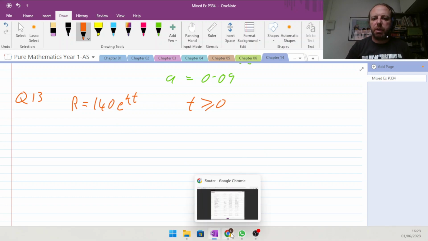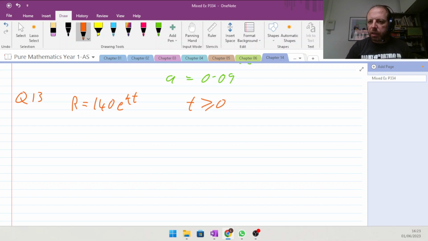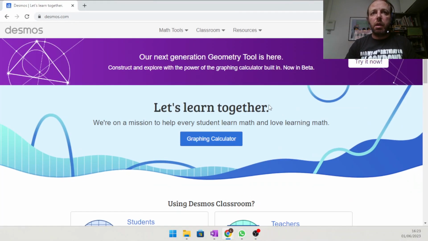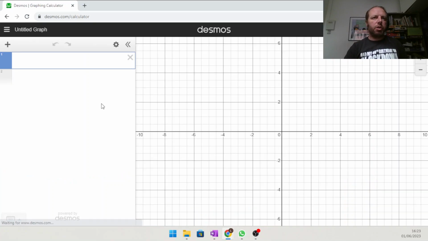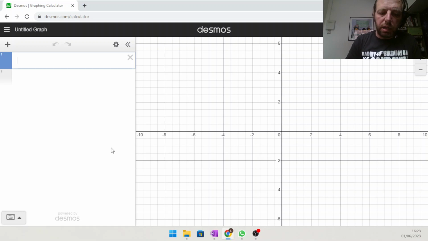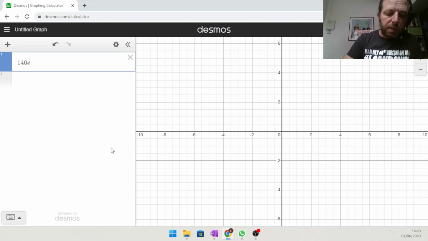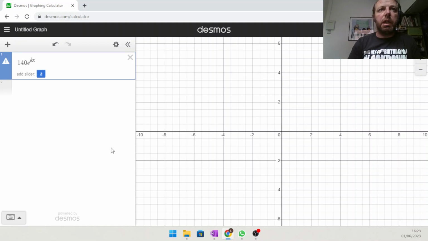Desmos, let's get Desmos open here and we'll see what we've got. Let's have a new thing. Right, so here's Desmos, just a graphing software, and if we take something like 140 e to the power kx, I'm going to have to put in just so it can plot it, and we're going to have a slider for k because it's constant.